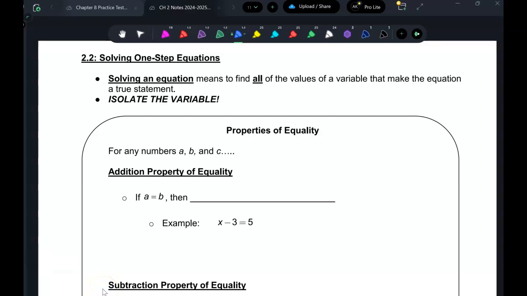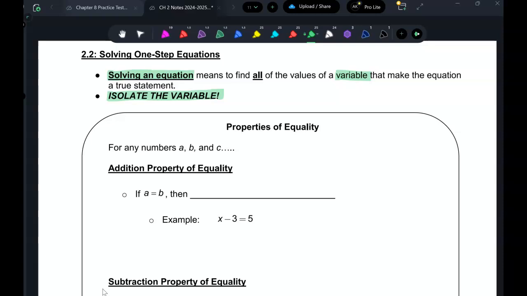Some of us have already done some solving equations. When it asks us to solve an equation, it means to figure out what the variable means, what the variable is equal to. So our goal is to always isolate the variable. You're basically doing the opposite.